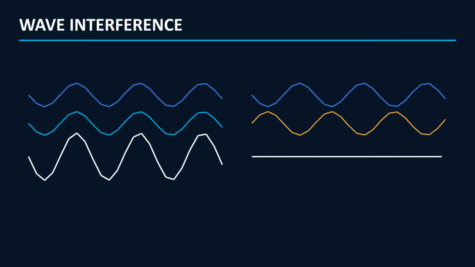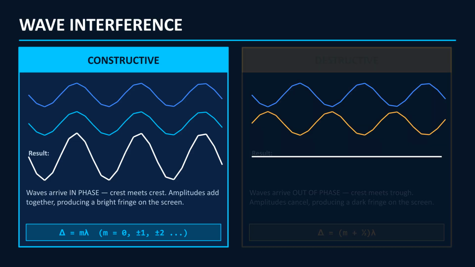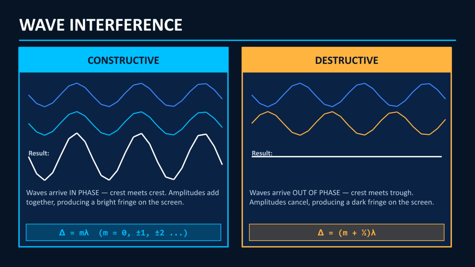Wave interference comes in two forms: constructive and destructive. Constructive interference occurs when waves arrive in phase, crest meeting crest, adding amplitudes to produce a bright fringe. Destructive interference happens when waves arrive out of phase, crest meeting trough, canceling amplitudes to produce a dark fringe. The mathematical description for constructive and destructive interference is provided below.